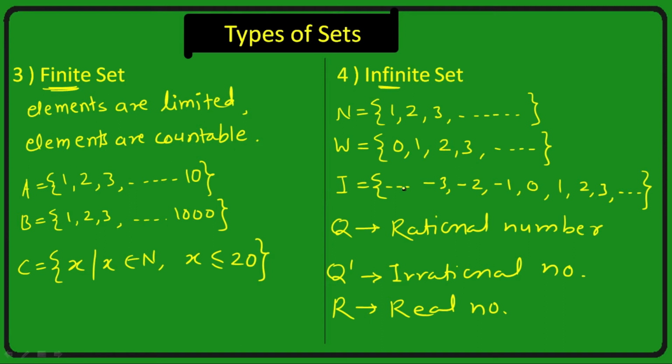Note that all the sets of numbers, whether natural numbers, whole numbers, integers, rational numbers, or irrational numbers, are infinite sets. Okay, so in this way we have seen the types of sets. There are 4 types: singleton set, empty set, finite set, and infinite set.